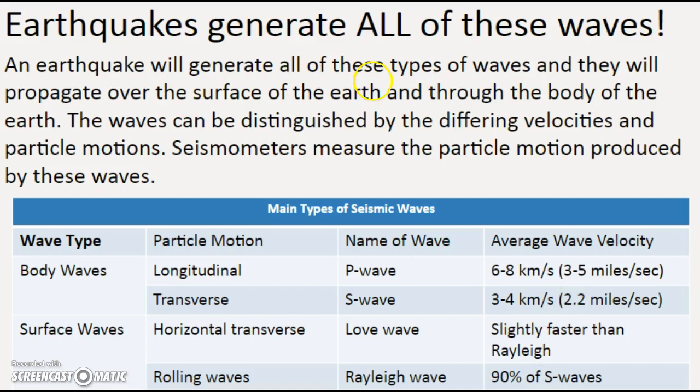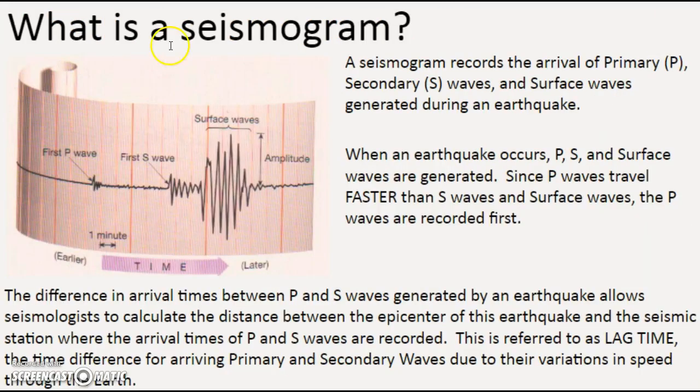An earthquake generates all of these, and they all propagate over the surface, and the body waves travel through the Earth. The waves can be distinguished by differing velocities and particle motions. Seismometers measure the particle motion produced by these waves. So what is a seismogram? Well, a seismogram is what records the arrival of primary, secondary, and surface waves generated by the earthquake.